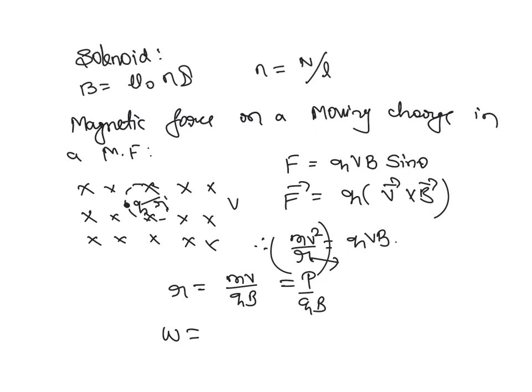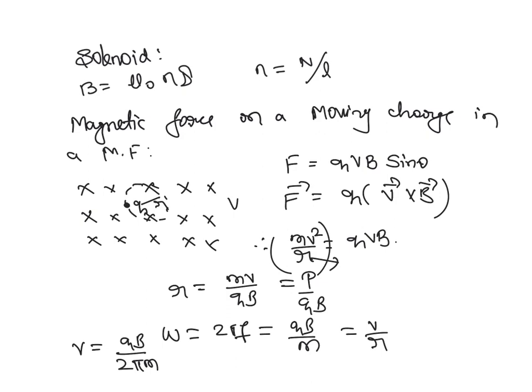omega must be equal to 2 pi f, right? 2 pi f, that is nothing but qb divided by m, or else it is v divided by r. Similarly the frequency of revolution, mu or else f we can take, that is qb divided by 2 pi m.